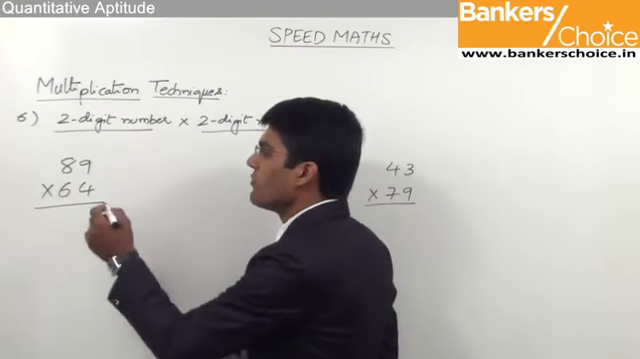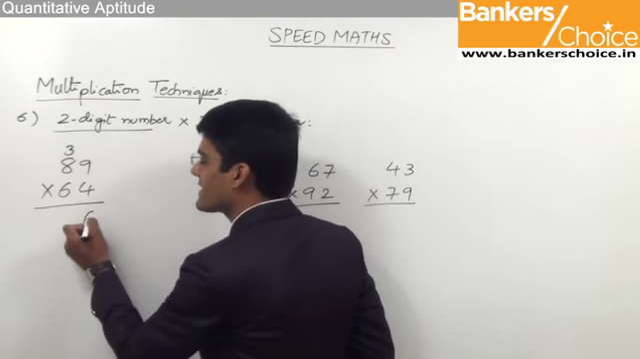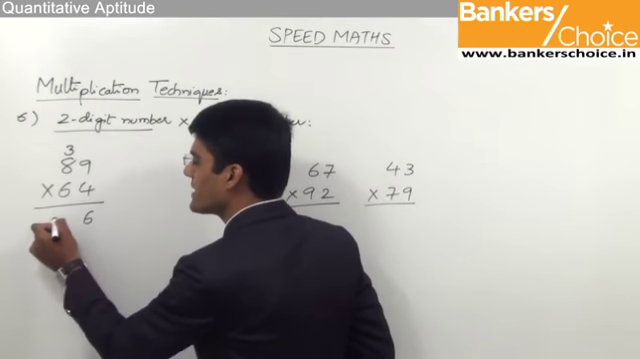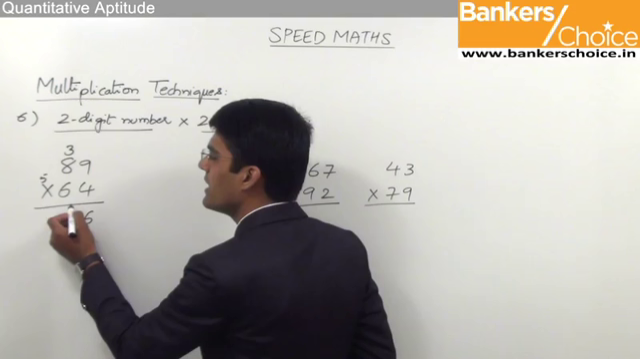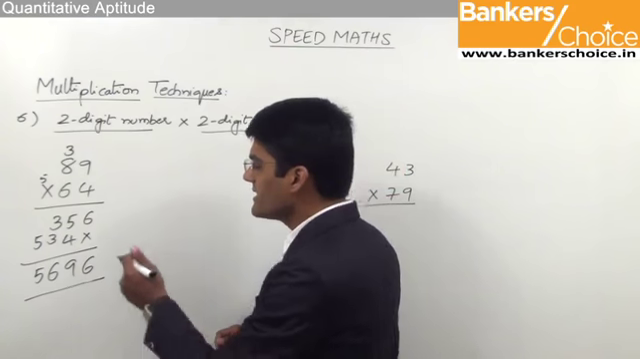For example, 4 into 9 is 36. Then 4 into 8, 32 plus 3 is 35. Then we say 6 into 9 is 54, 5 is carry forward, and 6 into 8 is 48. 48 plus 5 is 53. So the final answer here will be 6, 5 plus 4, 9, 6 and 5. That is 5, 6, 9, 6. So as you can see here, the answer is correct, but the method is lengthy. Why? Because it involves a lot of steps.